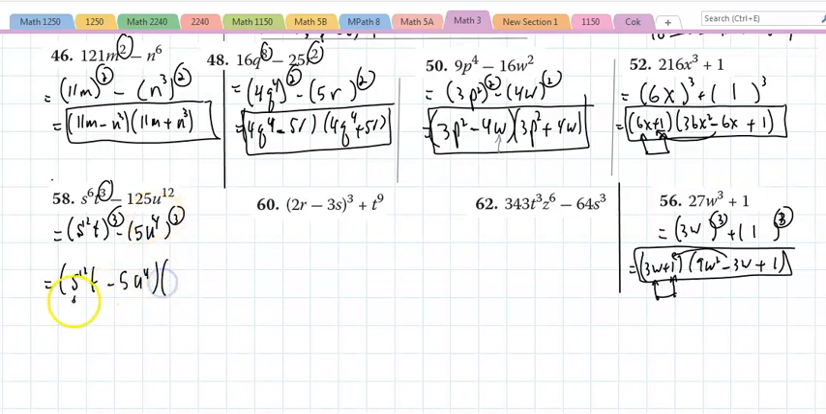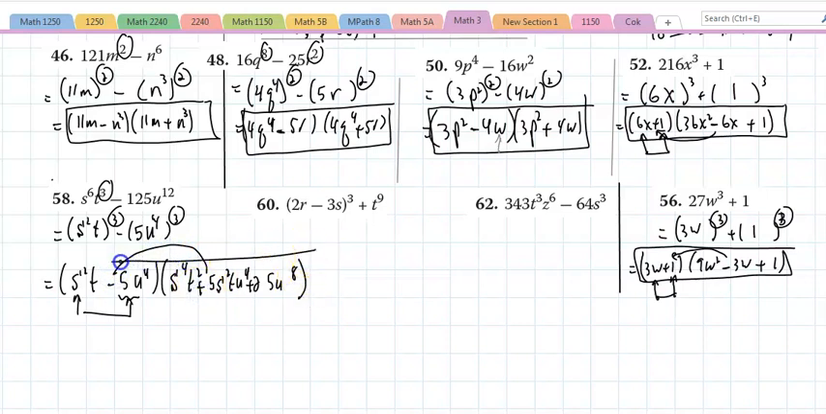You would square the first. That is s to the 4th t squared. You would square the last, 25u to the 8th, and you would multiply those. That is 5 s squared t u to the 4th. This is always positive. This sign is always the opposite of that. Looks really messy, but that's what it is.